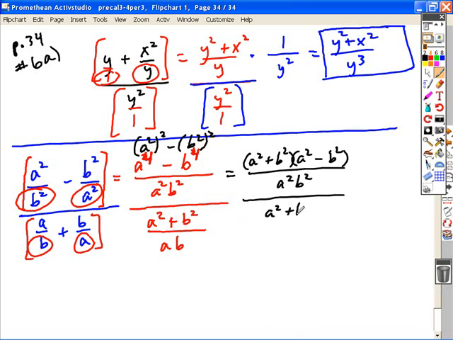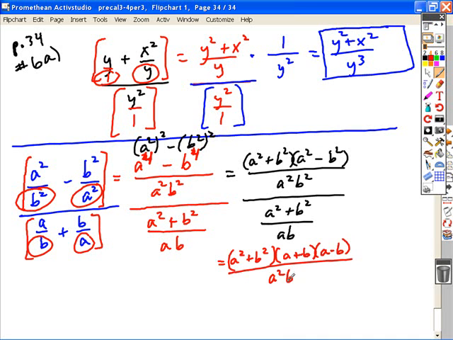Okay, and then this denominator is going to stay just as it is. And now we can even go further and factor a squared minus b squared. So if we look at that, we wind up with a squared plus b squared times a squared minus b squared. Oops, I'm sorry. What does a squared minus b squared factor into? Again, it's the difference of squares, so it's the sum of the terms times the difference of terms, a plus b times a minus b, all over a squared b squared.